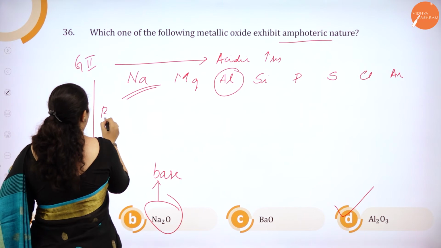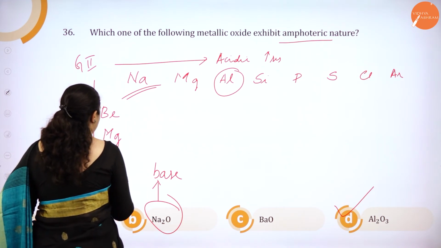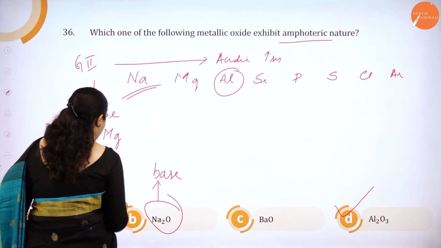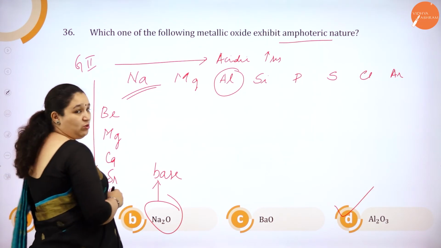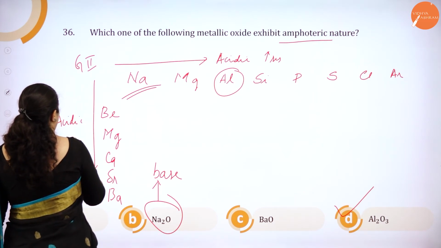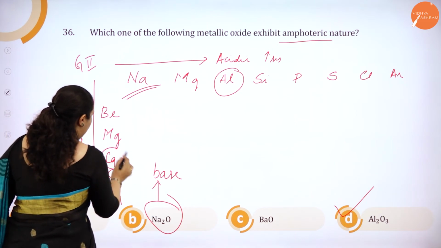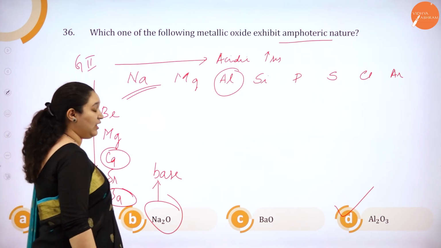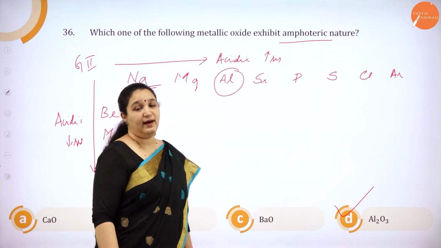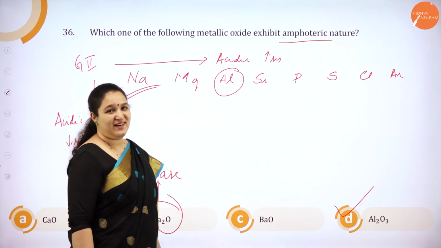That is, you have beryllium, magnesium, calcium, strontium, barium. As we come down the group, acidic character decreases. Okay, so these are bases what you have. They are not amphoteric, they are bases. Okay, so aluminium oxide is the one which is the correct answer.